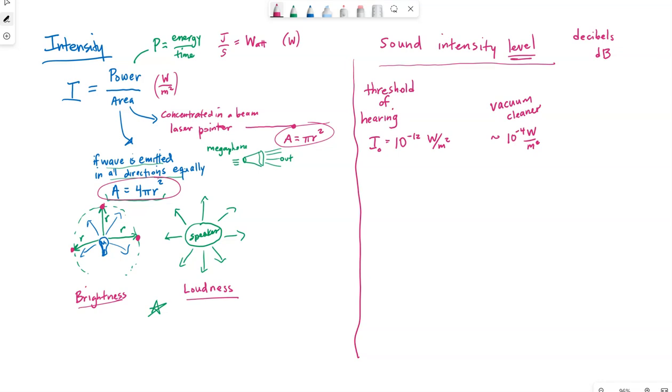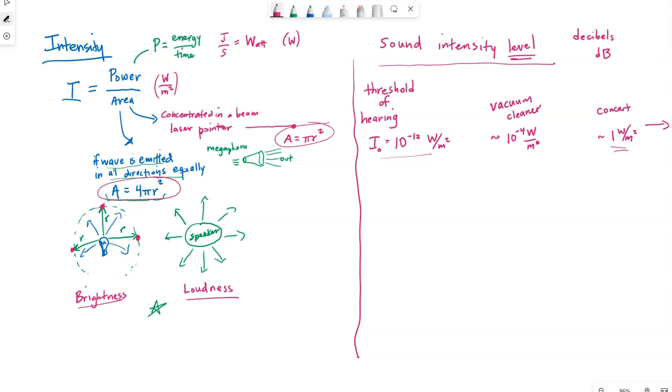If we get up to, say, a loud concert where we're not too far from the speakers, we could get up to approximately 1 watt per meter squared. And there's sounds that are even more intense than that. So there's a huge range of intensity values. We're starting at the smallest intensity of 10 to the negative 12, going upwards to beyond 1 watt per meter squared. That's a huge range of numbers.